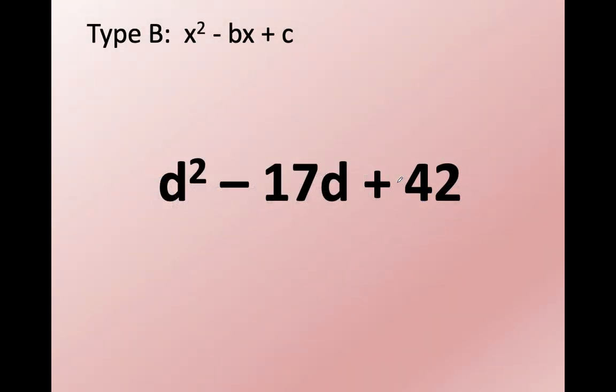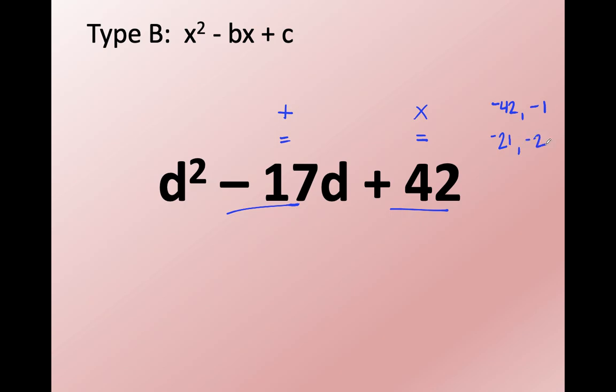So what two numbers would multiply together to give you a positive 42, but add together to equal a negative 17? Listing the factors of 42, in this case, since we need a positive c value but a negative b value, both of our factors should be negative. So we have negative 42 and a negative 1. Those two would multiply together to give you a positive 42, but they would add together to equal a negative 43, so that does not work.